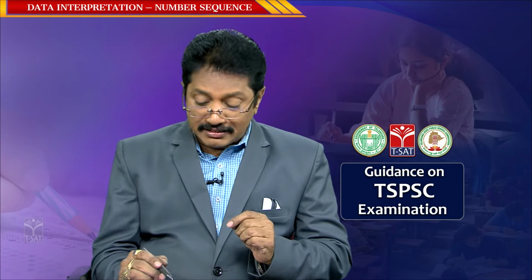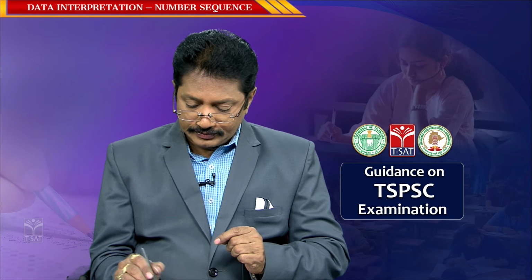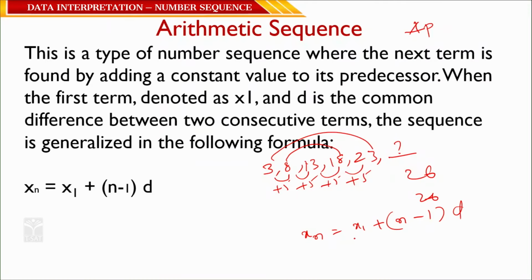And the nth term xn is equal to x1 plus (n minus 1) d. So here x1 is the first term, n is the number of terms and d is the common difference. You have to remember this one. xn is the nth term, x1 is the first term, n is the number of terms and d is the common difference. For example, in this series you want to know the 10th term. What is the 10th term in this series? So, you have to find x10.